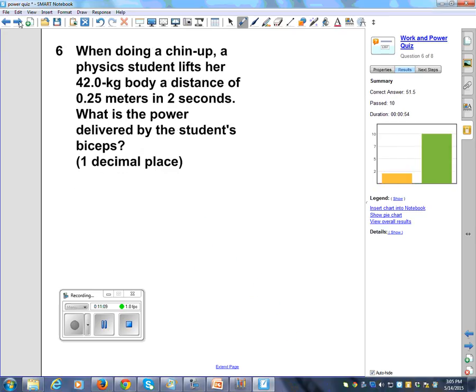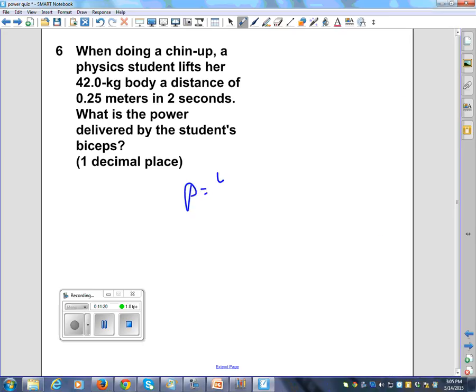When doing chin-ups, the physics student lifts her 42 kilogram body a distance of 0.25 meters in 2 seconds. What is the power delivered by the student's biceps to 1 decimal place? Well, power is work over time. The work is F times d, and in this case it is weight force. So that's mgd divided by time.